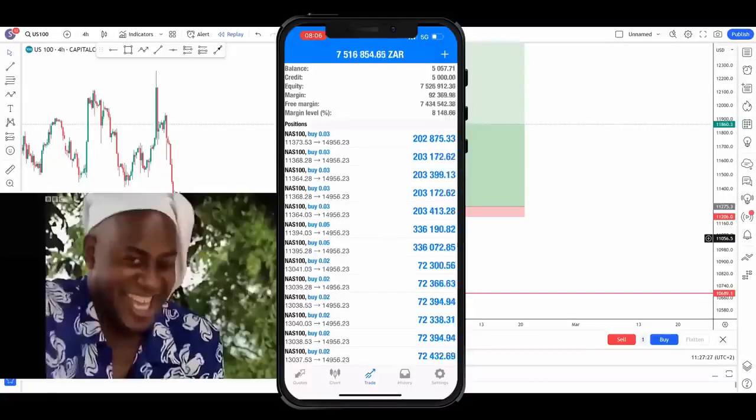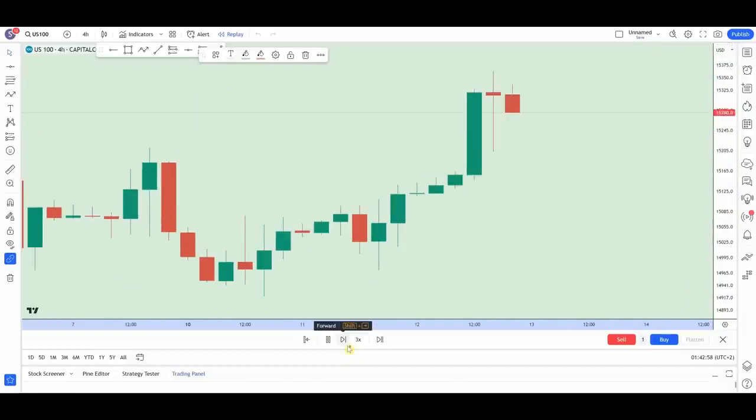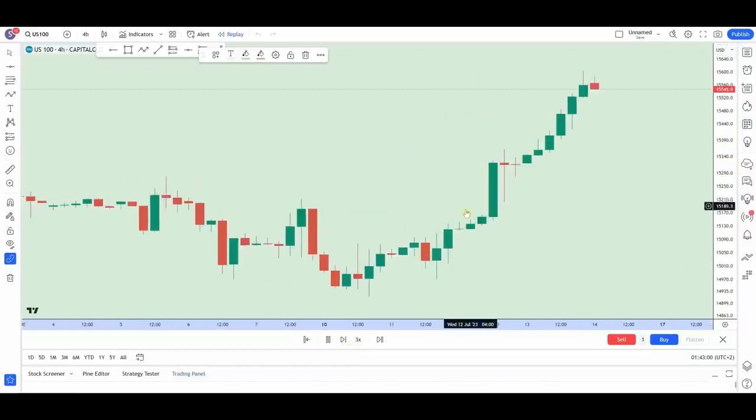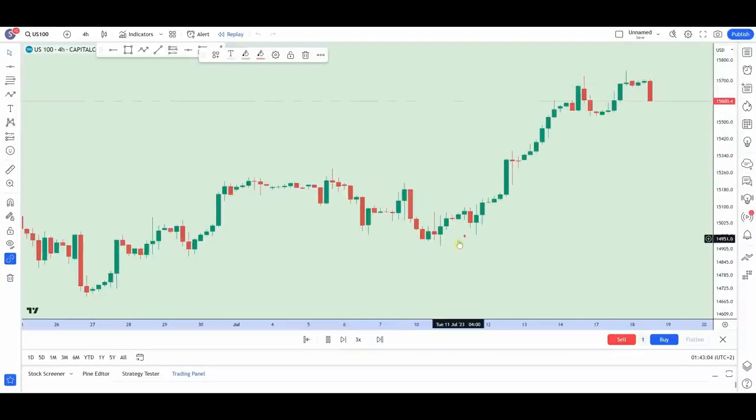So from 5 million, the profit was turned into 7.5 million. You can see the market is still going to the higher side, still pushing. Even now, the market is still aggressive, still pushing up. So I'm still holding this trade until this day so that I can hit the take profit. I can even show you the account now.